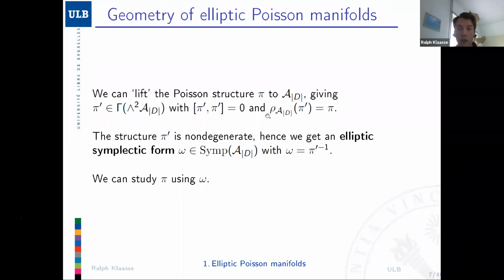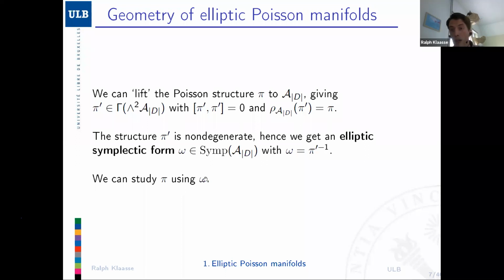The reason why you'd want to do this is because while pi had degeneracy, as we saw, this pi prime does not. So the Lie algebroid version of it does not have degeneracy anymore. And in fact, it becomes dual to an elliptic symplectic form. This is also true in the log case if you replace elliptic by log everywhere. So the goal now is to study pi using this elliptic symplectic form omega.